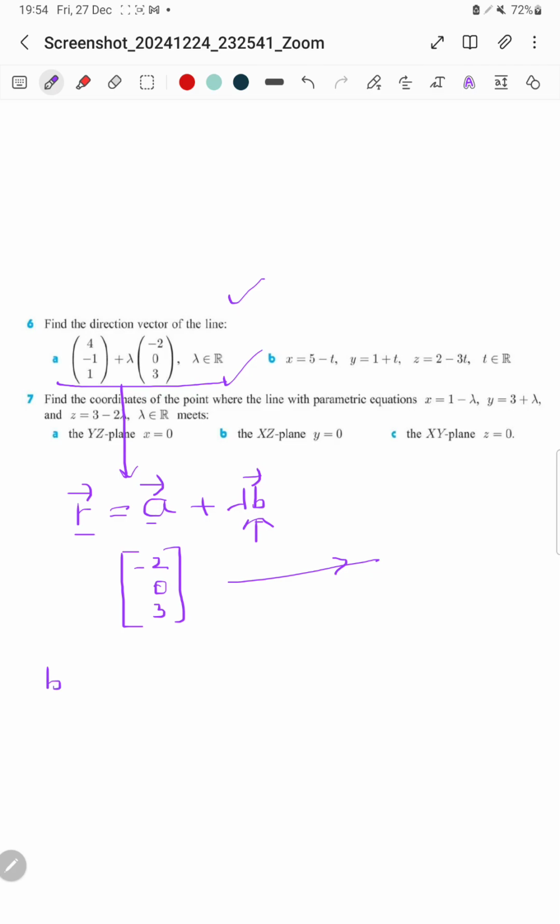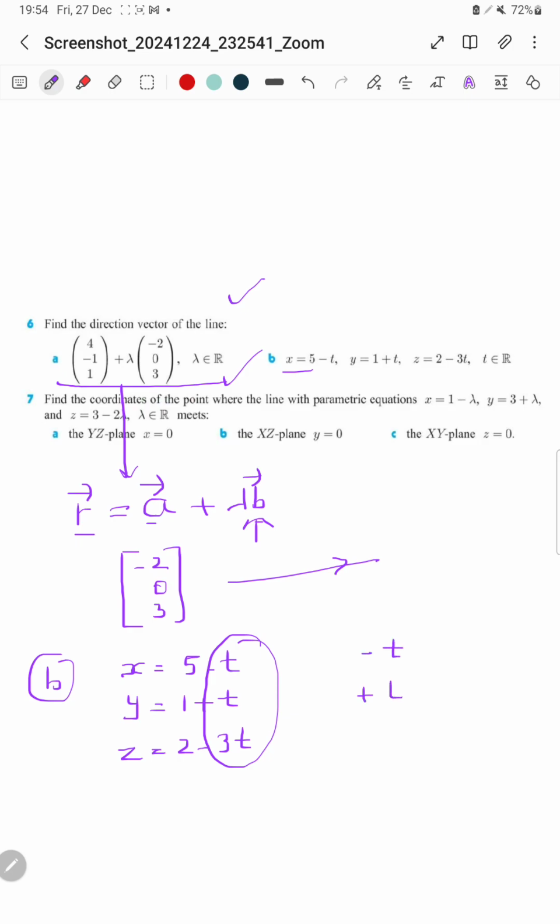And if you look at part b of this question, it is given as x equals 5 minus t. I believe you understand that this is the parametric equation. So we have x equals 5 minus t, y is equal to 1 plus t, and z is equal to 2 take away 3t. Here, the second part is minus t, then we have plus t, and then negative 3t. If I take t common from here, I will get -1, 1 and again -1. So this is the direction vector here.